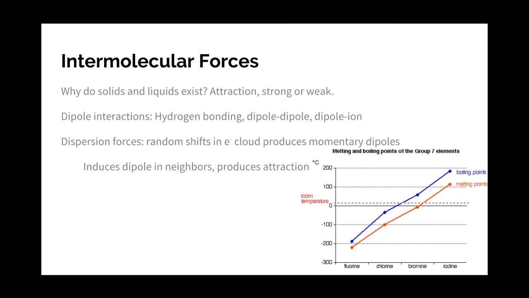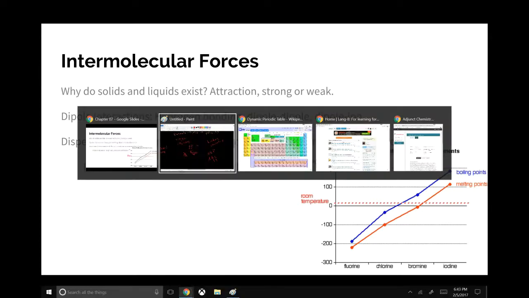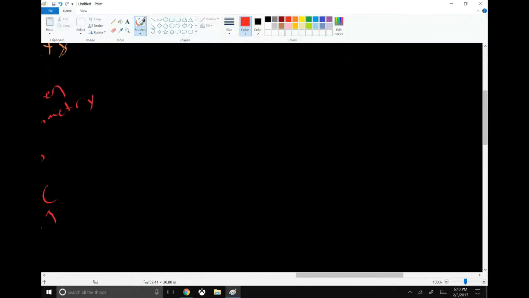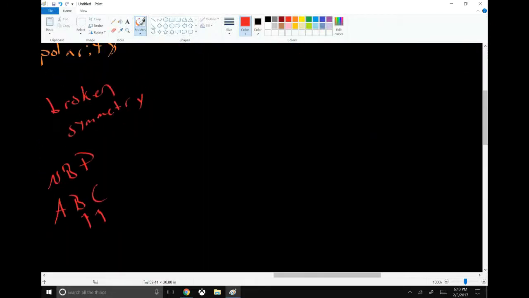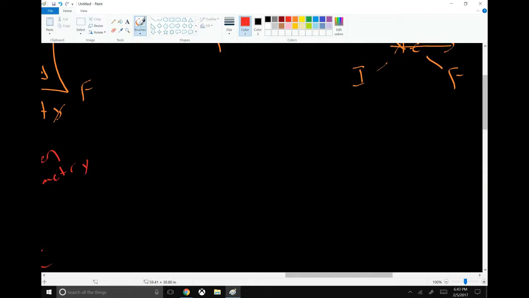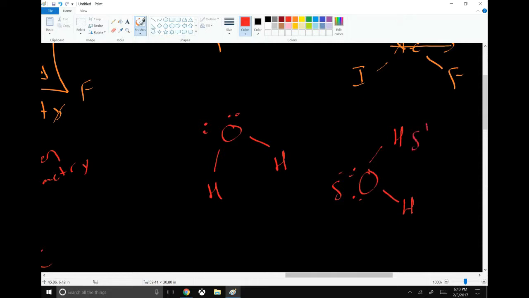So intermolecular forces are the interactions between molecules. And this is why solids and liquids exist. So, for example, here you have a water molecule, an oxygen bound to 2 hydrogens. And here you have another water molecule, oxygen bound to 2 hydrogens. And you'll recall that this has a negative charge and these have positive charges. Oxygen is negative, hydrogen is positive.